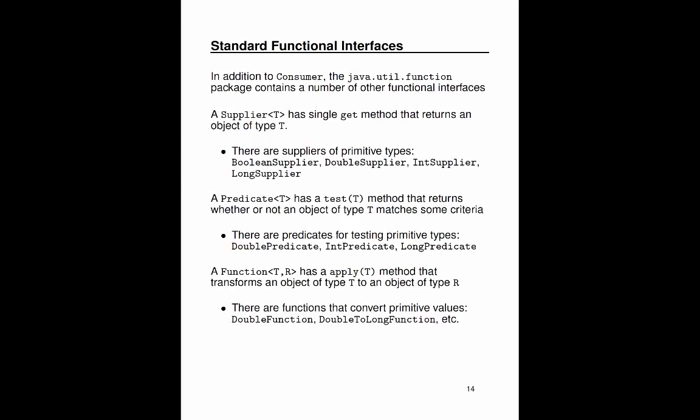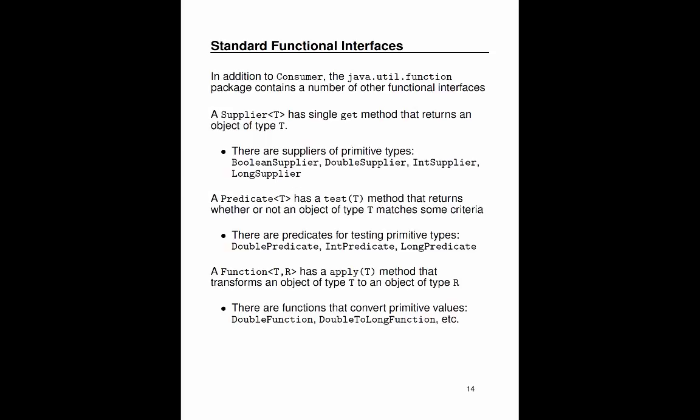Predicate takes a type T, and this is an interface that provides one method, test, that determines whether or not an object matches some criteria. It's a lot like those FilenameFilter and FileFilter. So it's got one method that says, hey, is this object something that I care about? And again, there are implementations of Predicate for each of the primitive types.